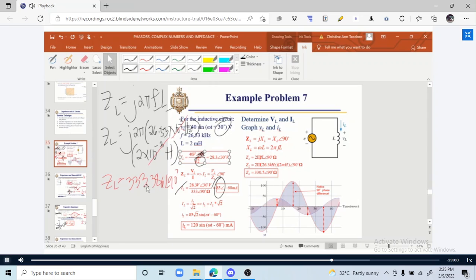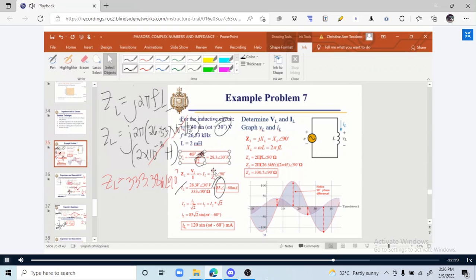So our ZL now is equal to 333.386 angle 90 degrees, or in rectangular form, that is equal to j333.386. Did you get it? Are you still following?